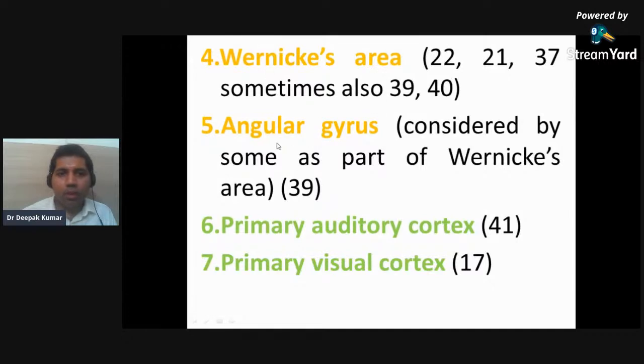Vernix area, angular gyrus, these two things are there. Vernix area is in the temporal lobe. Angular gyrus is a marginal region between the temporal and the parietal lobe. That's where this exists. Don't worry, there's an image coming next. Then there is a primary auditory cortex and primary visual cortex. The primary auditory cortex exists in parietal lobe, and the primary visual cortex exists in occipital lobe. So basically, all lobes of the left side of hemisphere are involved, and these are the areas.